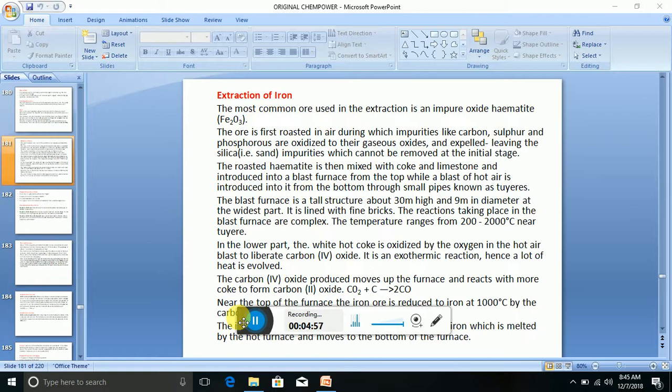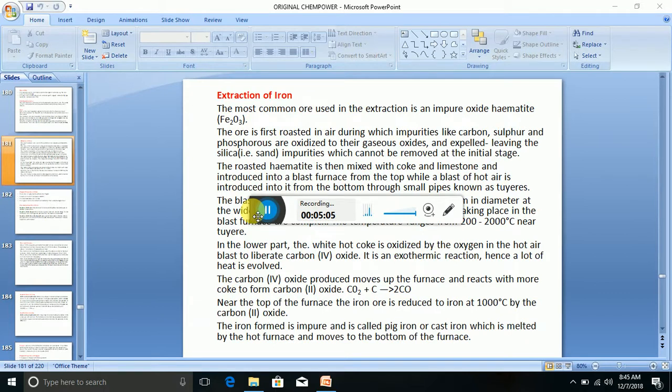The carbon(IV) oxide produced moves up the furnace and reacts with more coke to form carbon(II) oxide. Near the top of the furnace, the iron ore is reduced to iron at 1000 degrees Celsius by the carbon(II) oxide. The iron formed is impure and is called pig iron or cast iron, which is melted by the hot furnace and moves to the bottom of the furnace.